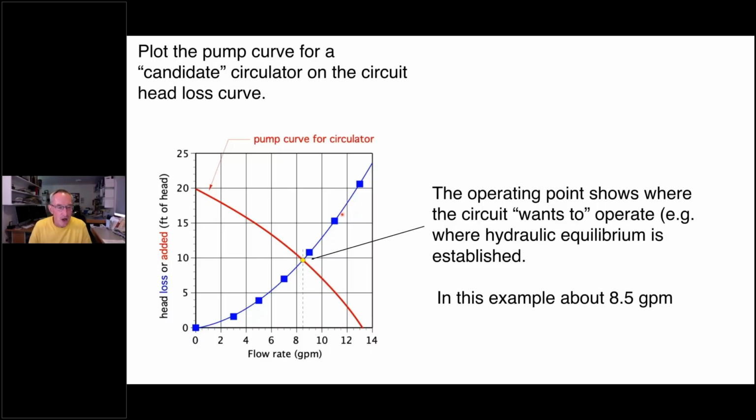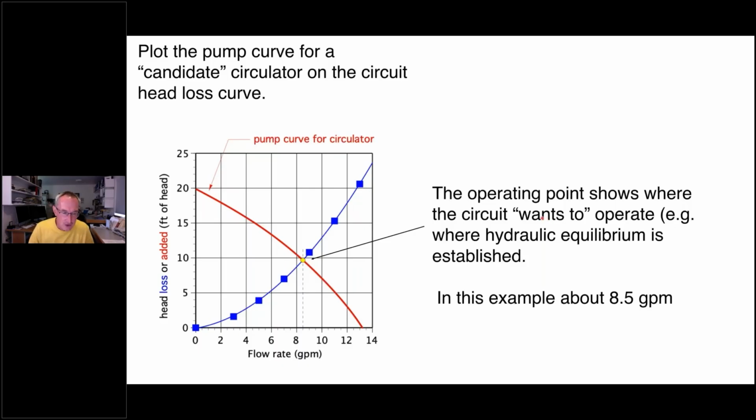Where those curves cross, right here at this yellow dot, this is where the head added equals the head being dissipated. This is called the operating point, or sometimes I use the term hydraulic equilibrium. This is where the mechanical energy being injected into the fluid by the circulator is exactly balanced by the head energy being dissipated by friction as that fluid goes around the circuit. And that's where the circuit wants to operate. I use the words "wants to" in quotes. If you think of it as a being or an entity that has some intelligence to it, this is where things will settle in.